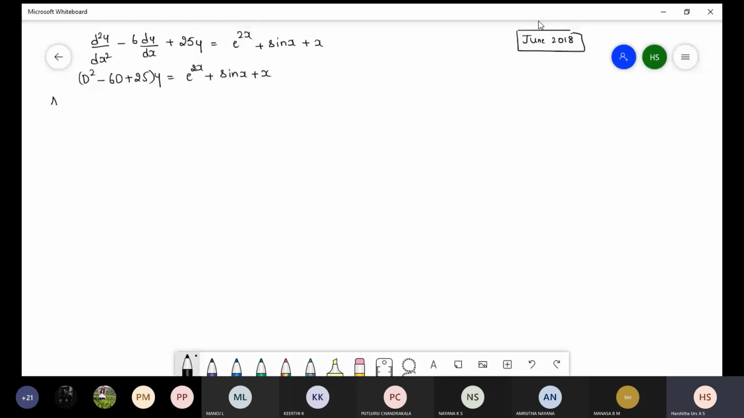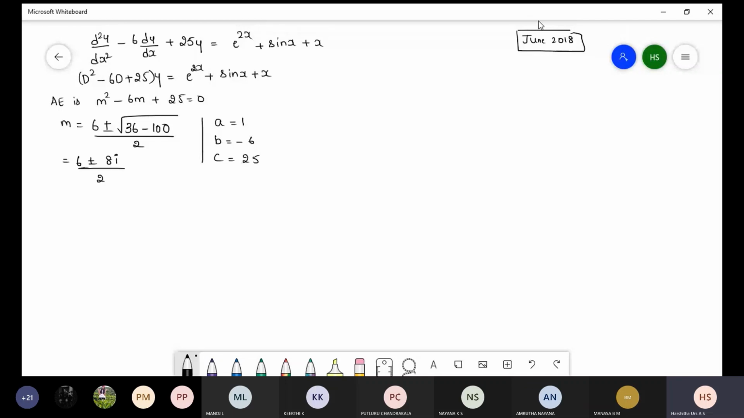Now auxiliary equation is m square minus 6m plus 25 is equal to 0. For this we have to apply quadratic equation formula, that is m is equal to, our a value is 1, b value is minus 6, c value is 25, minus b, minus into minus 6 plus or minus square root of 36 minus 4 into 25 is 100, divided by 2. So 6 plus or minus 8i divided by 2, that is equal to 3 plus or minus 4i.